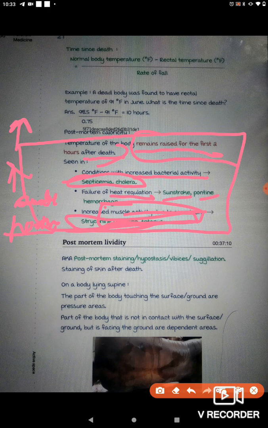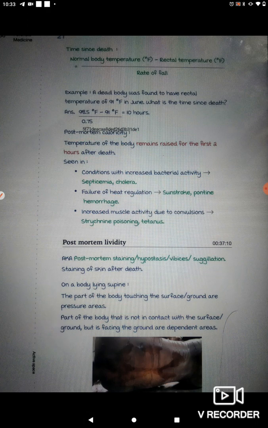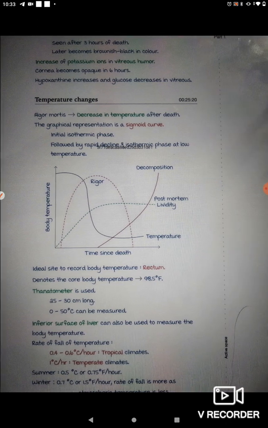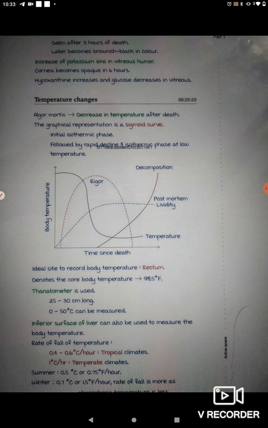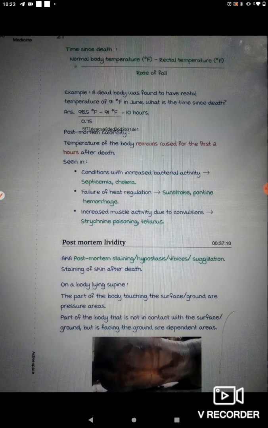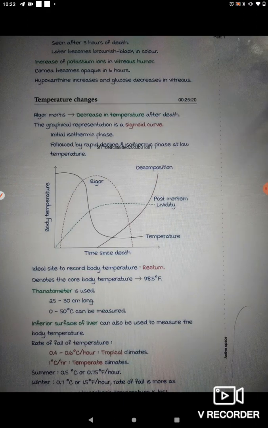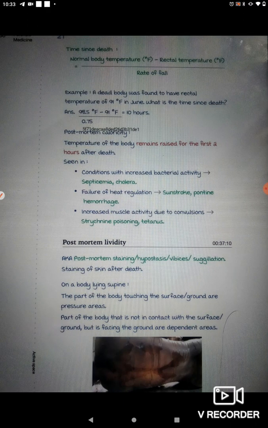Now, what we have seen in algor mortis is a continuous decrease in temperature. There is a sigmoid shape curve. A thermometer is used. Core body temperature is 98.5. Time since death can be measured as normal body temperature minus rectal temperature divided by the rate of fall, that is 0.5 to 0.75 in the summer and 0.7 to 1.5 in the winter.